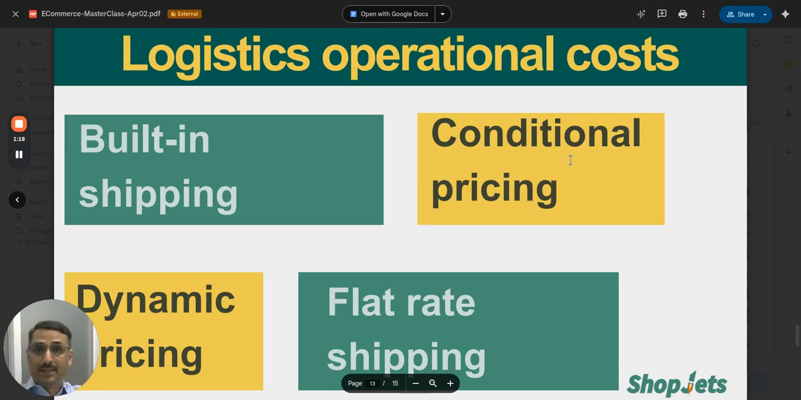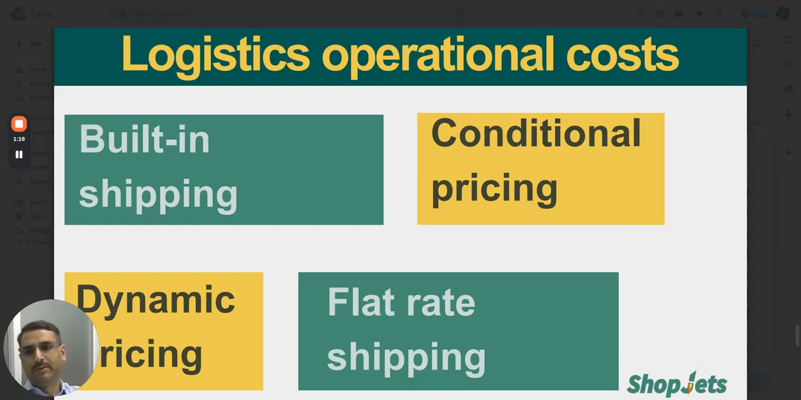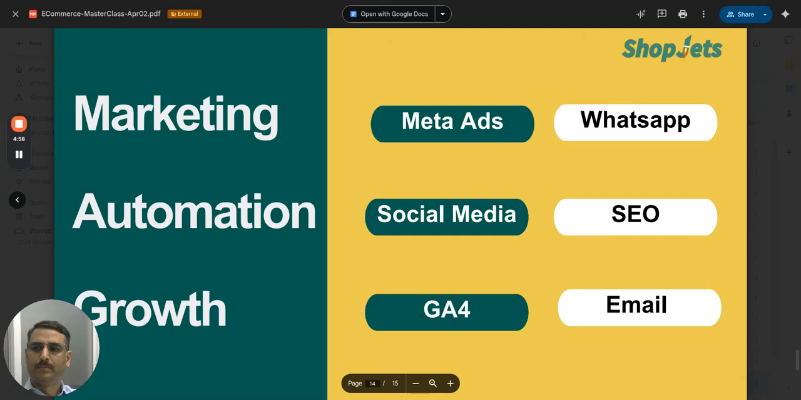Conditional pricing is another way of pricing. So, for example, if someone orders more than 5,000 rupees, then you can discount the pricing, discount the shipping cost. These are thresholds or rules that you can set up within the e-commerce software that allow you to manage the operational costs for your system.